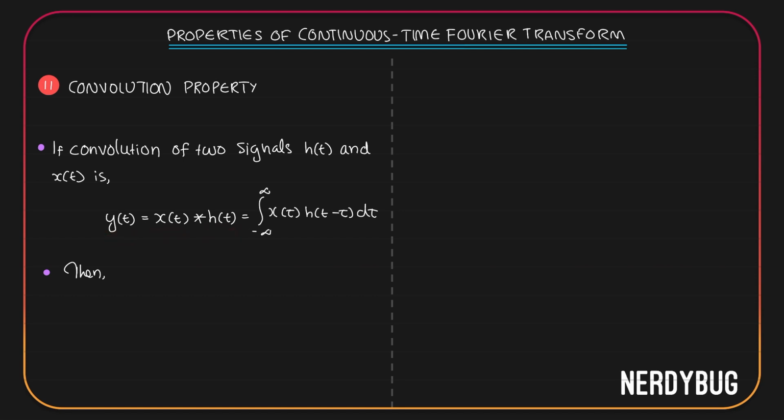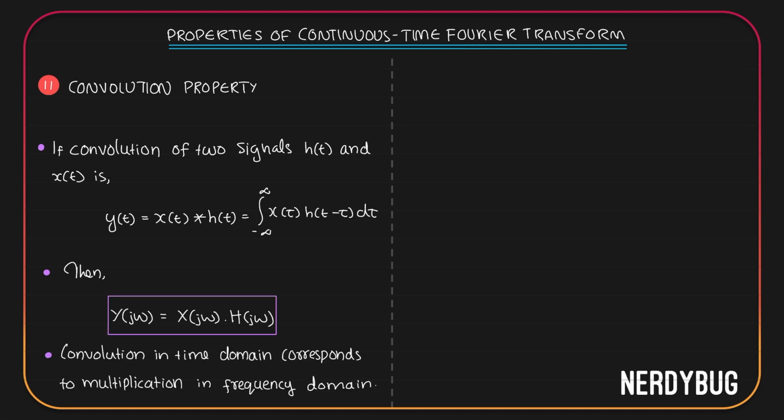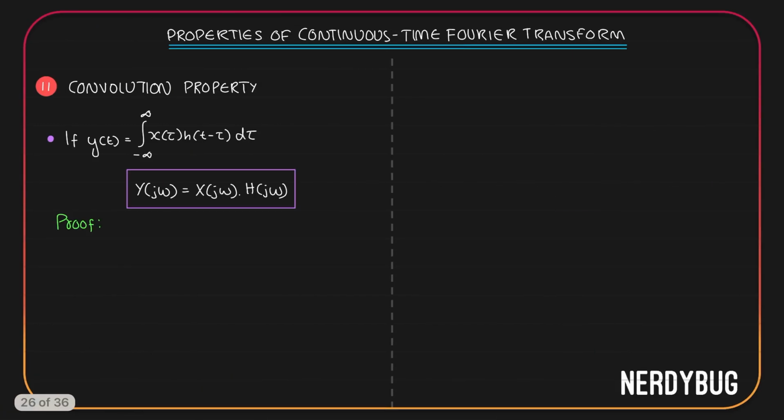Now, according to the convolution property, if y of t is the convolution of x of t and h of t, then the Fourier transform of y of t, Y of j omega, will be equal to the product of the Fourier transforms of x of t and h of t. That is X of j omega into H of j omega. This means that convolution in the time domain corresponds to multiplication in the frequency domain. Let us try to prove the relation.